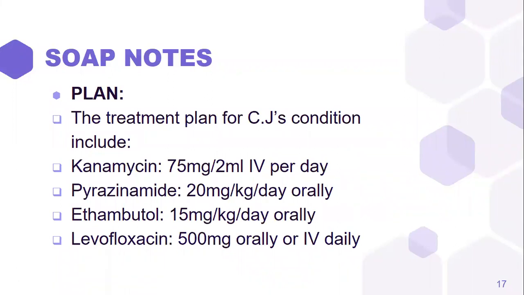Now, what will be the plan for the treatment of CJ's condition? It includes kanamycin in the dose of 75 mg per 2 ml IV per day, pyrazinamide 20 mg per kg per day orally, ethambutol 15 mg per kg per day orally, and levofloxacin 500 mg orally or IV daily.